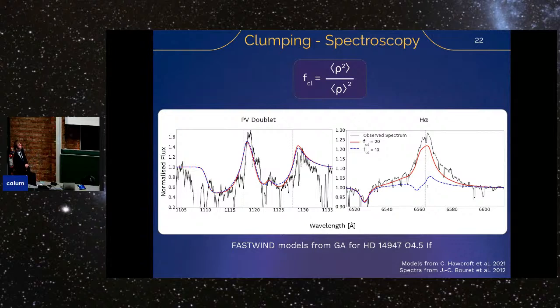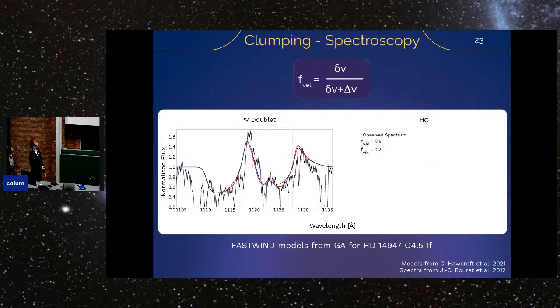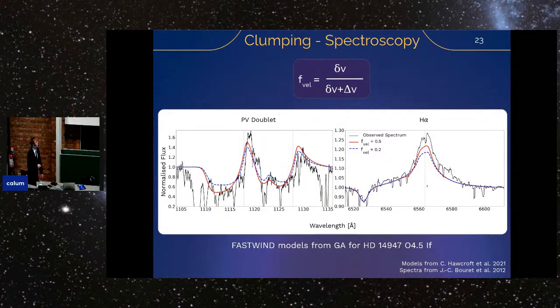And as I said, as we change the clumping factor, in this case, the recombination line changes massively. So you can see that just by a factor of two, this clumping factor can really change the strength of the profile. And that's introducing a large uncertainty in diagnosing the mass loss rate. And it's having a relatively small effect on the P Cygni profiles, which means we can start to break some of these degeneracies by including simultaneous UV and optical diagnostics. And you can see the velocity filling then has an effect on the P Cygni profiles.